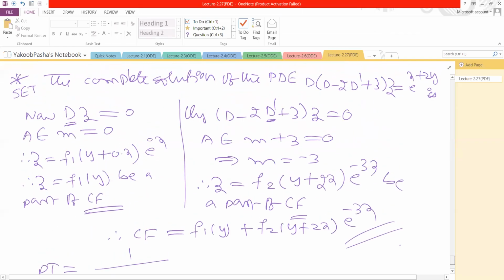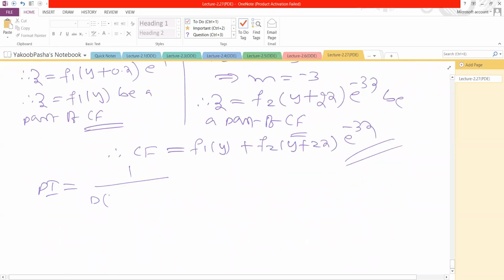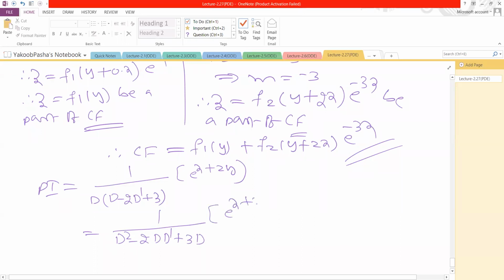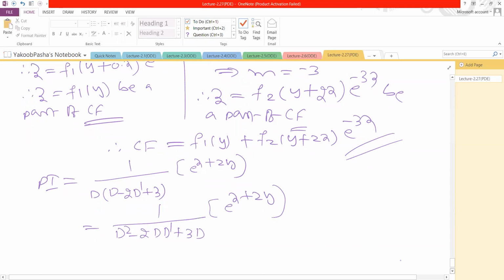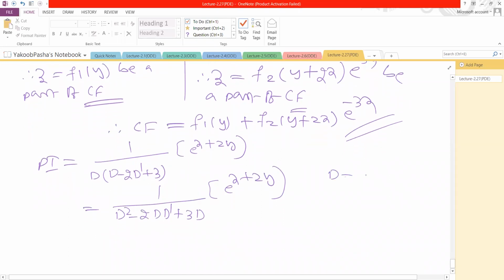The equation is d minus 2d dash plus 3, d minus 2d dash plus 3 of z equal to e to the power of x plus 2y. So this is equal to, we can write, 1 by d square minus 2d d dash plus d dash square, e to the power of x plus 2y. Okay? For my convenience, while writing, d is equal to a is 1, d dash is equal to b is 2.